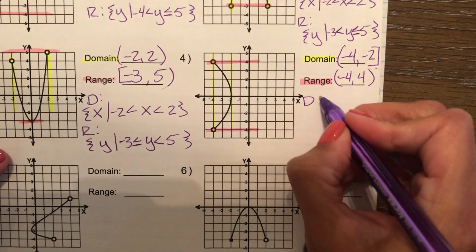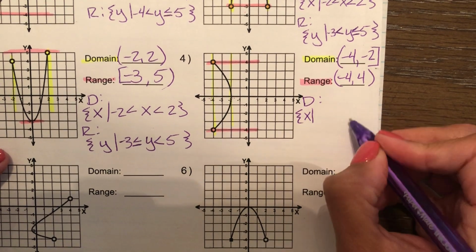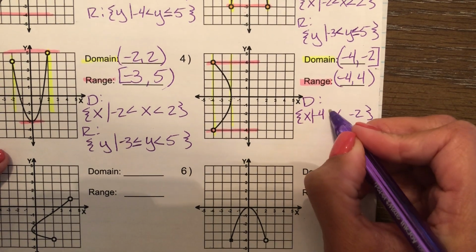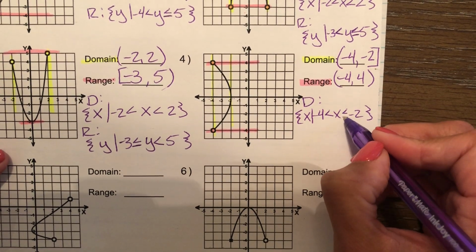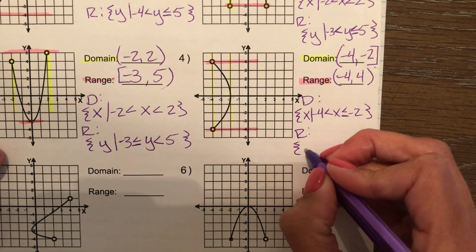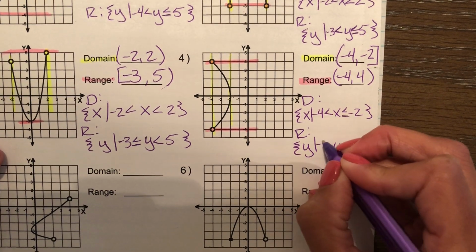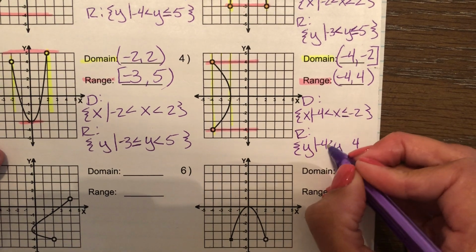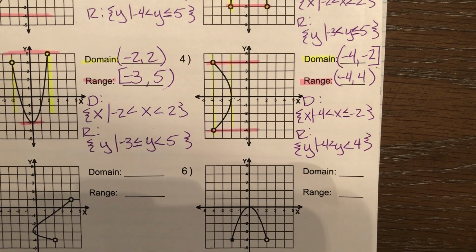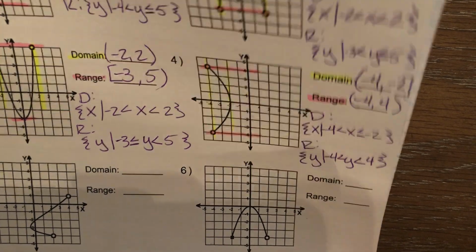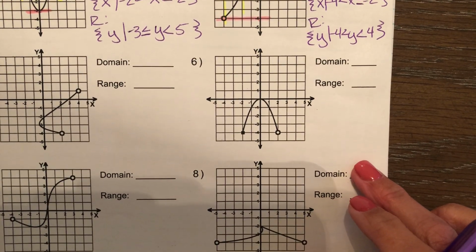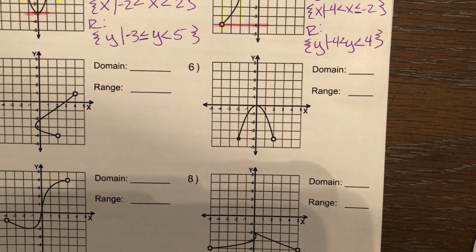Set builder, domain, x, such that x is in between -4 and -2. Less than, and then less than or equal to. Range, y, such that y is in between -4 and 4, less than, parenthesis, less than, and fancy bracket. Try the next couple on your own. Go ahead and pause the video. Okay, let's check it.